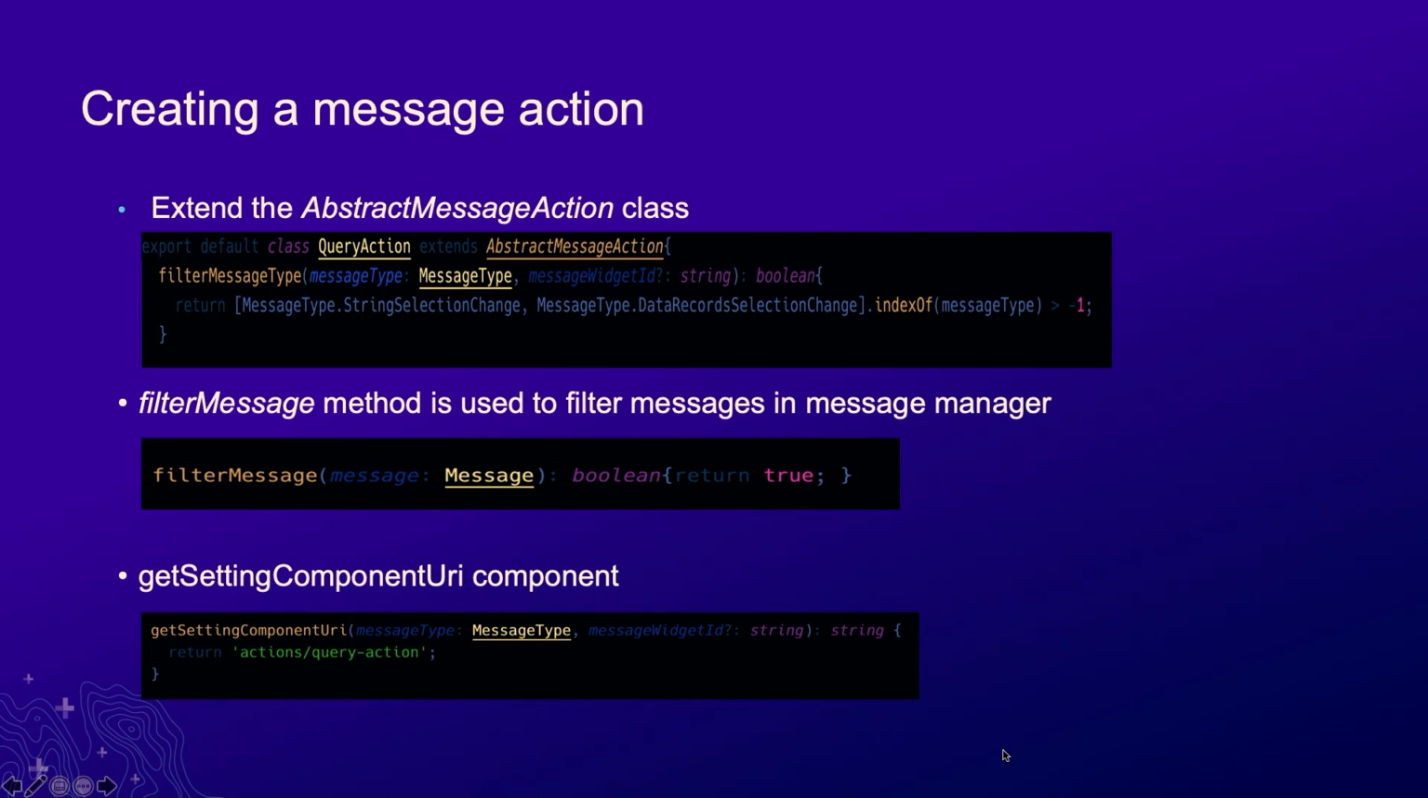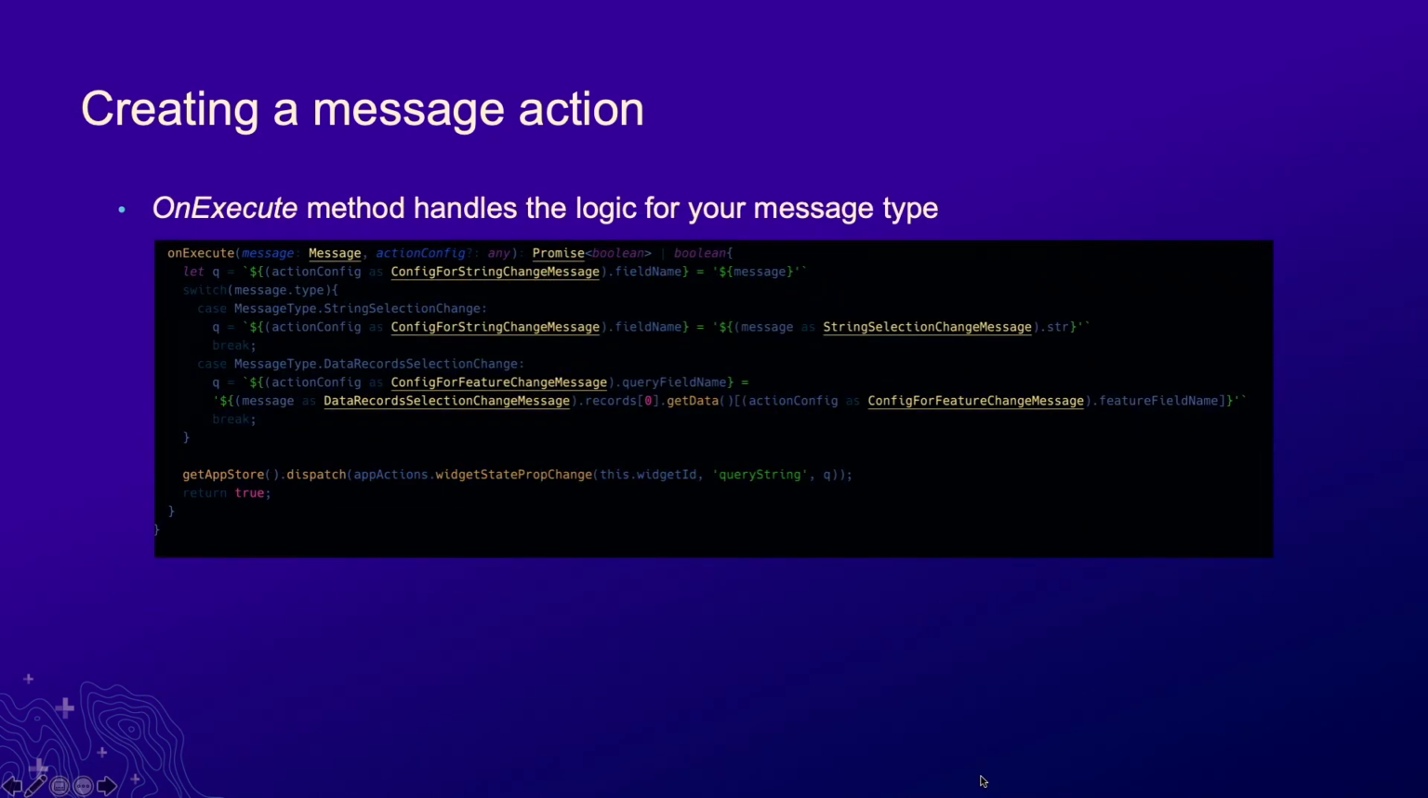Okay. Continuing on creating a message action. The onExecute method basically handles the logic for what you would like to happen for your message type. It selects the action based upon the message type, and it sends it from the application to the store using the getAppStore function and then the dispatch property. What it does is dispatch the Redux action and allow the state to be updated. So let's go into an example of how that works.